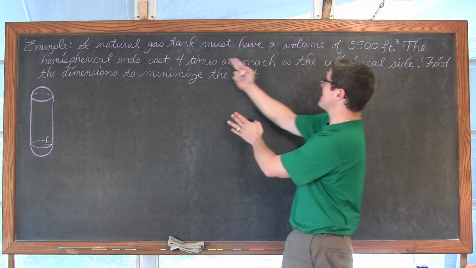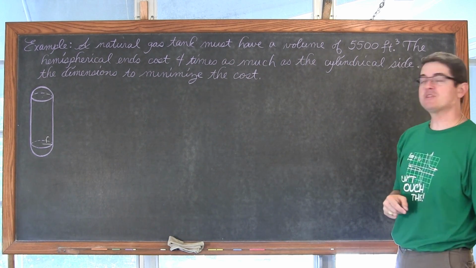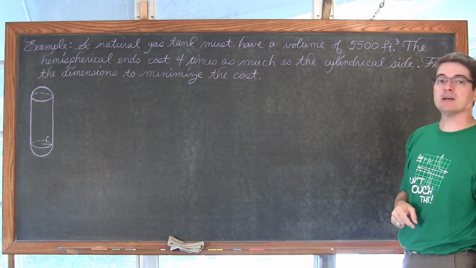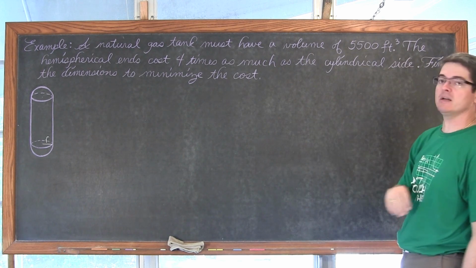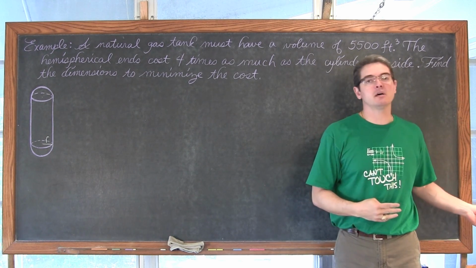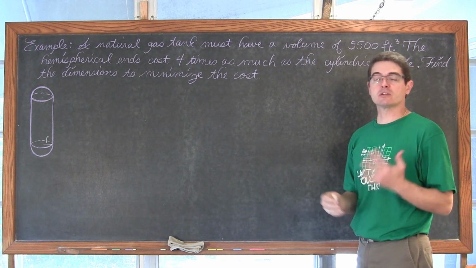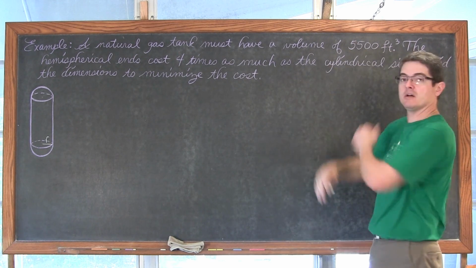A natural gas tank must have the volume of 5,500 cubic feet. The hemispherical ends cost 4 times as much as the cylindrical side. Find the dimensions to minimize the cost of the tank to produce it. So our secondary equation is going to be clearly based off of volume because it is fixed.